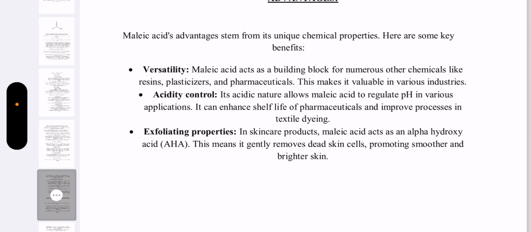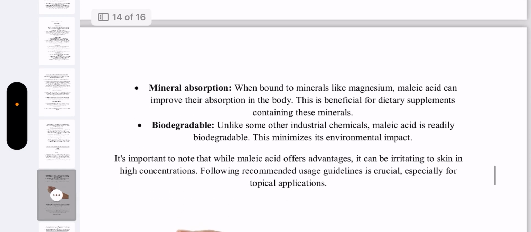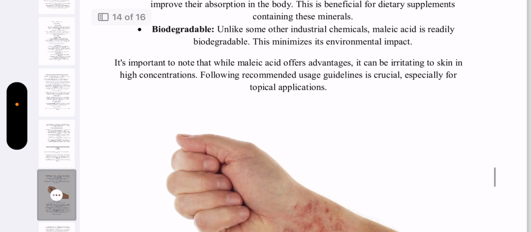Malic acid acts as an alpha hydroxy acid that gently removes dead skin cells, promoting smoother and brighter skin. Mineral absorption: when bonded to minerals like magnesium, malic acid can improve their absorption in the body. This is beneficial for dietary supplements containing these minerals. Biodegradable: unlike some other industrial chemicals, malic acid is readily biodegradable, with minimal environmental impact. It's important to note that while malic acid offers advantages, it can be irritating to skin, especially for topical application.